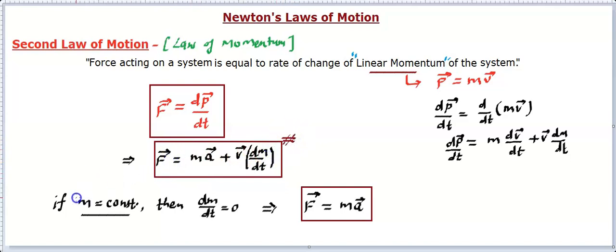However, if your system has a constant mass, that means mass will not change. Since mass is not changing, dm by dt becomes 0. Hence, this formula comes in. So this formula is true for a system which has a constant mass, right? And for that, you need to write F, which is the net force on the system. Mind it, F is a net force.